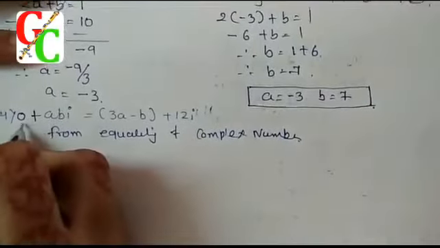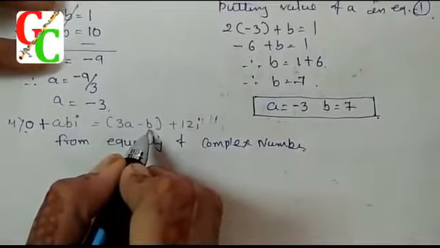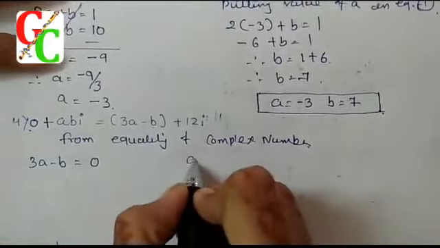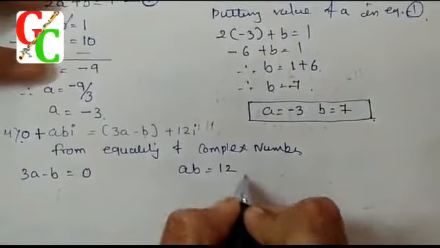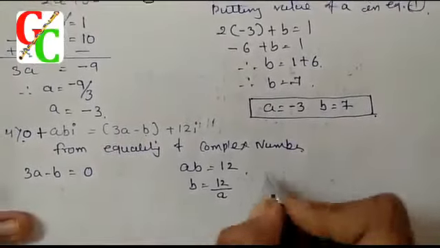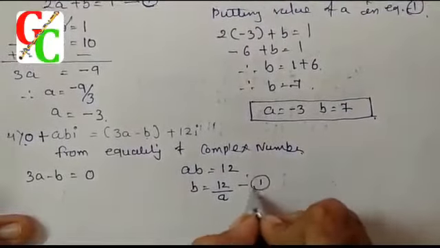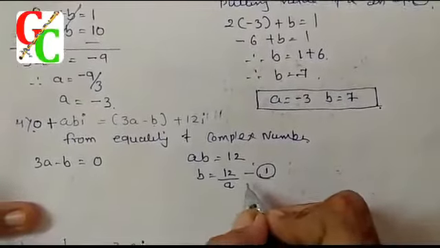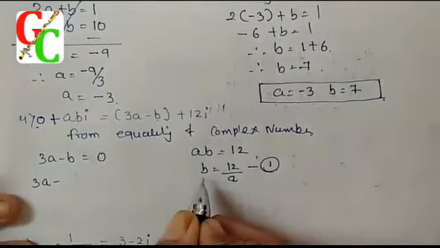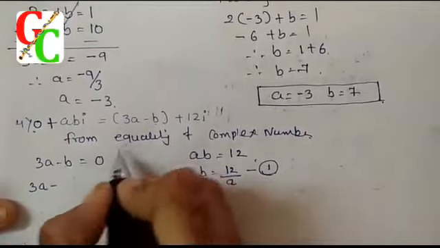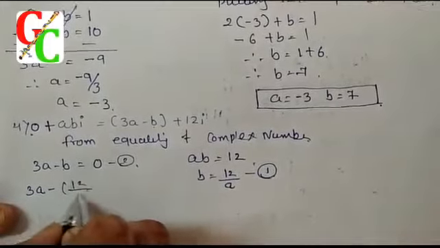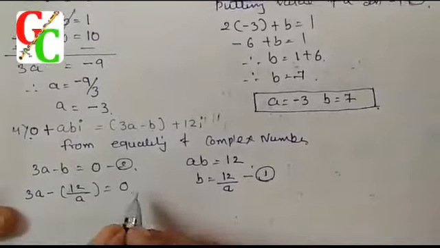So 0 and 3a minus b. So 3a minus b equal to 0 and ab is equal to 12. So b equal to 12 upon a. So this is our equation 1. Now put the value of b from equation 1 into equation number 2. So 3a minus 12 upon a equal to 0.